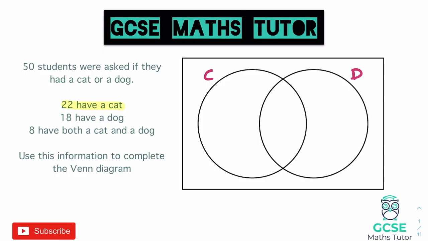So it then says that 18 have a dog. Again, we can't put that straight in. If it did want us to put it straight in, it would say only before the word dog, so it would say 18 people have only a dog. But there we go, we can't put that in.